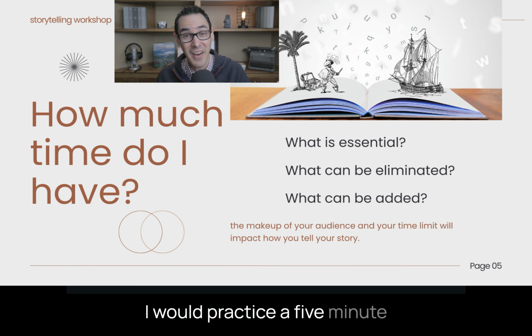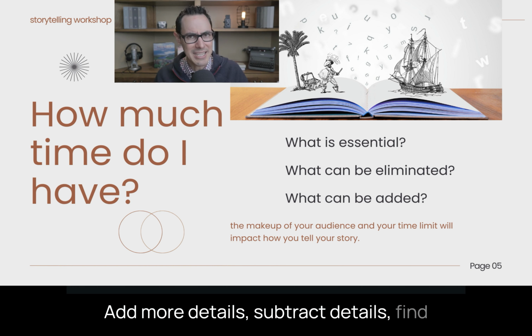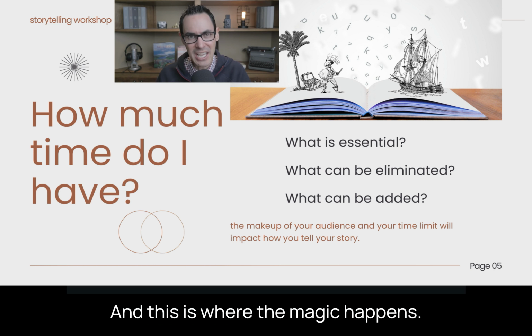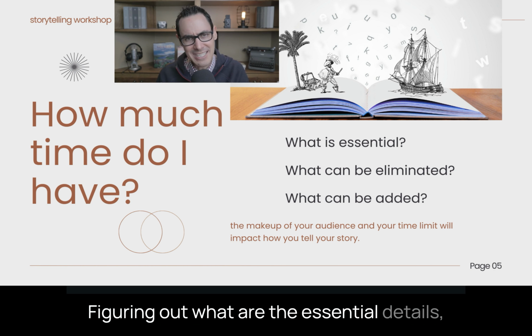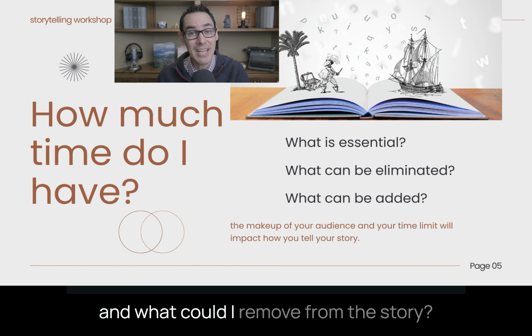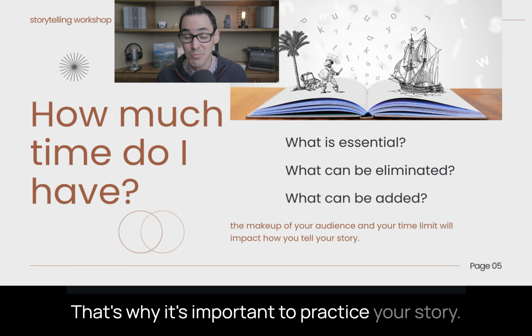I would practice a 5-minute story and then be willing to adjust, add more details, subtract details, find out what's the essence of your story. And this is where the magic happens, figuring out what are the essential details, what could be added if I have extra time, and what could I remove from the story. It's good to be flexible. That's why it's important to practice your story.